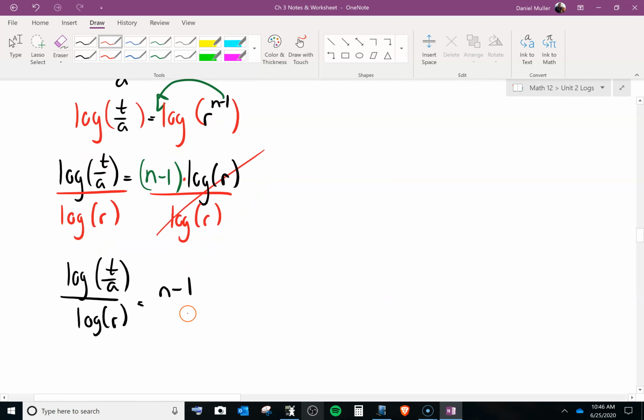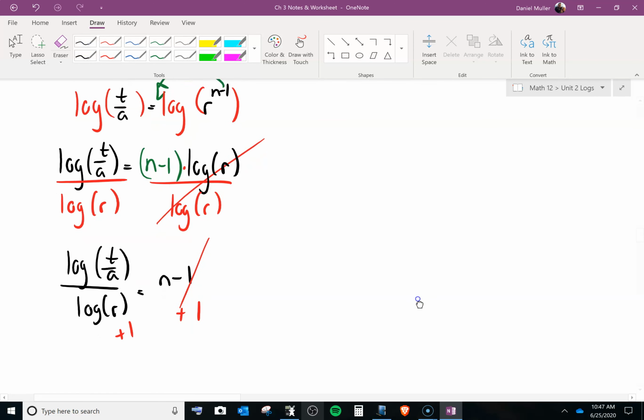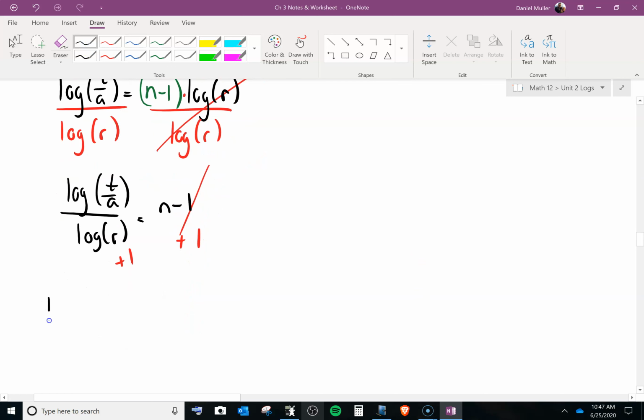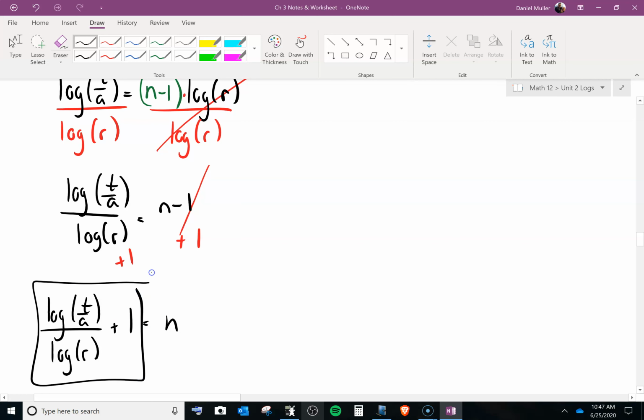And now all I need to do is add 1 to both sides, which looks very strange on the left here, because like, how do you add 1 to that? Well, you can't, so you just kind of have to write it all out. Log of r plus 1 is equal to n. So that is your final answer.